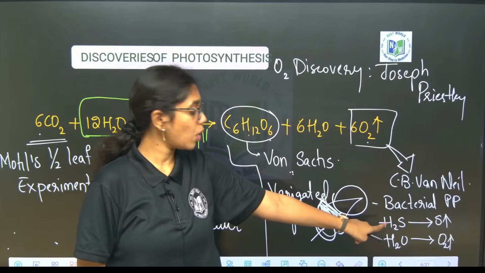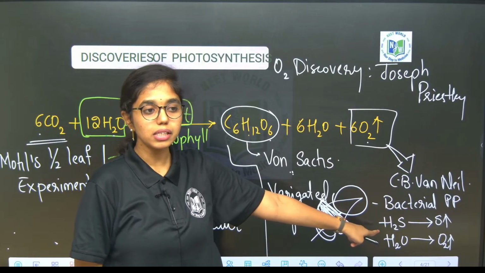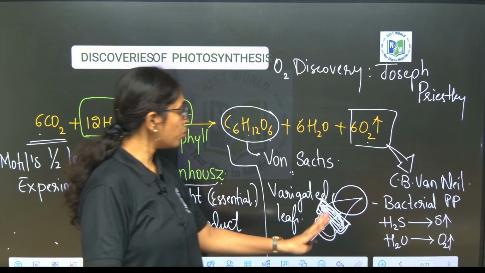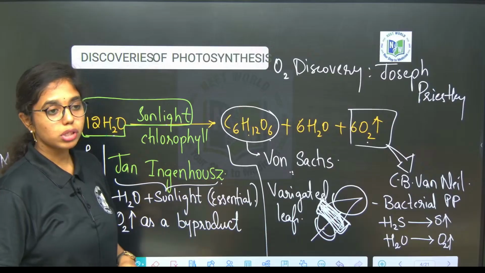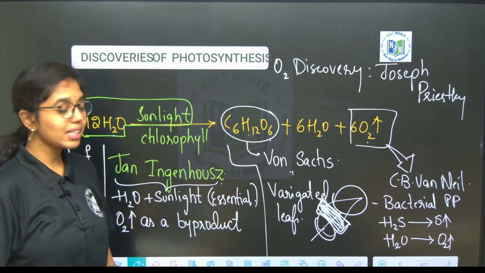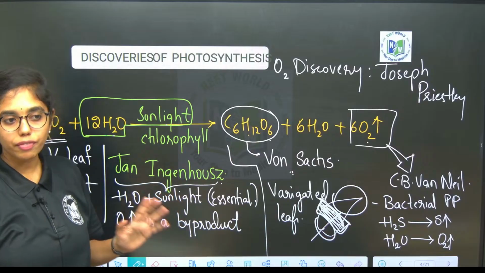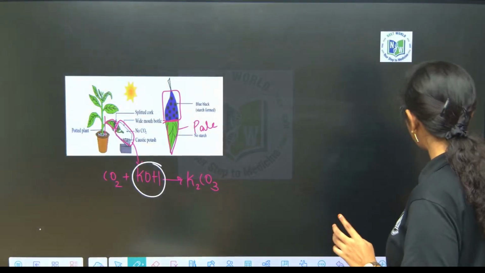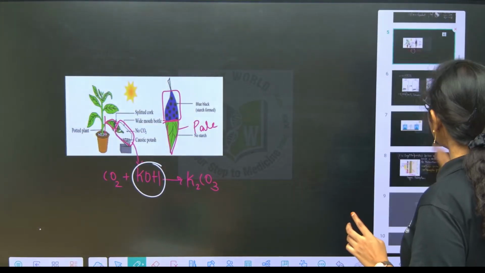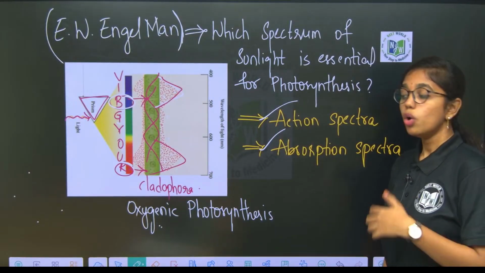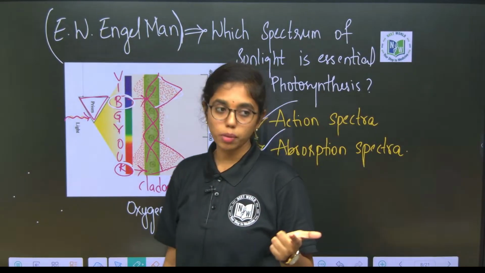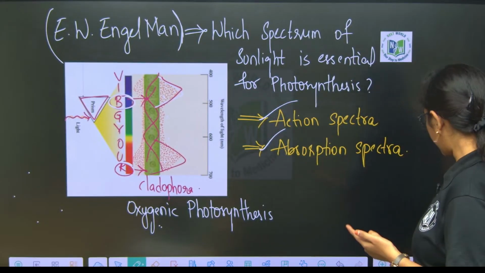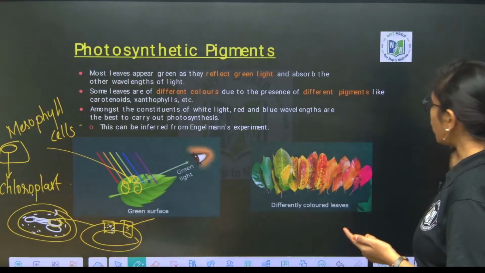What photosynthesis did he conduct? Bacterial photosynthesis. What is the electron donor in bacterial photosynthesis? H2S. In oxygenic photosynthesis, the electron donor is H2O. Glucose is the primary product of photosynthesis, said by Von Sachs. The experiment he conducted was the variegated leaf experiment. Which spectrum of sunlight is essential for photosynthesis? That was the Engelmann experiment. Who gave us the action spectra and absorption spectra? T.W. Engelmann.